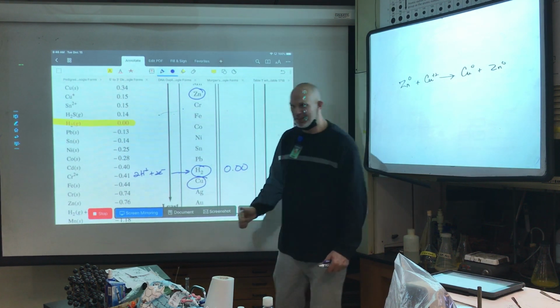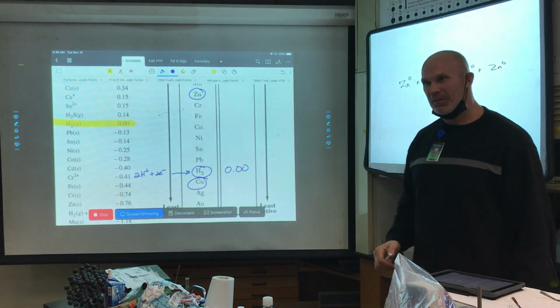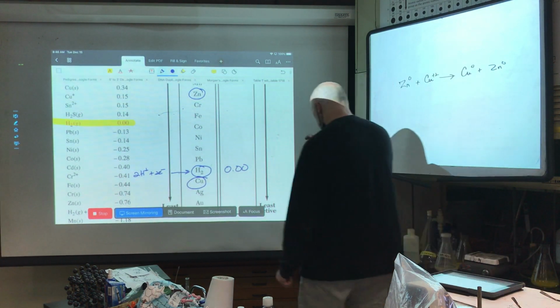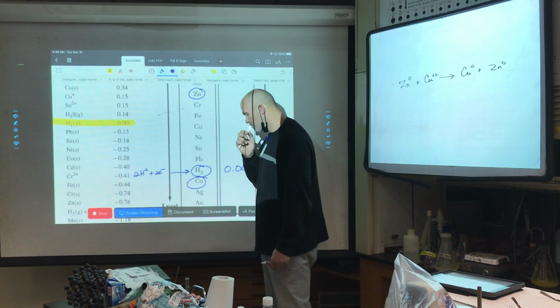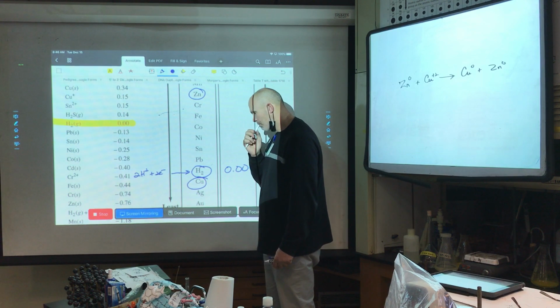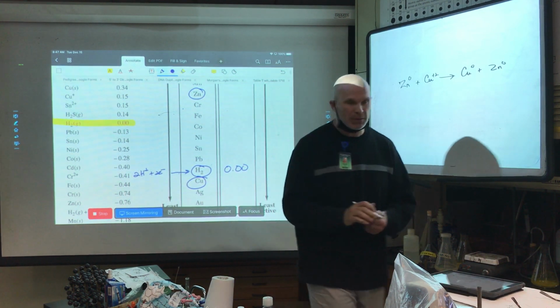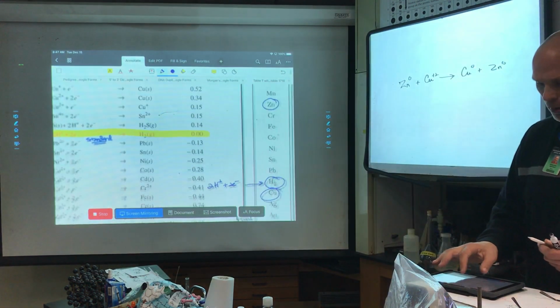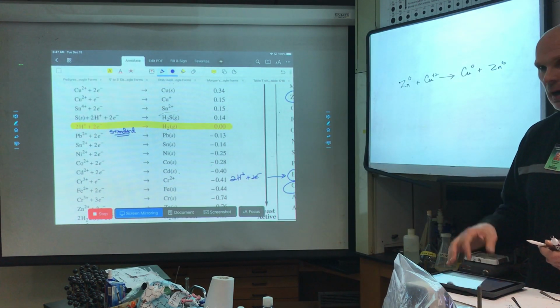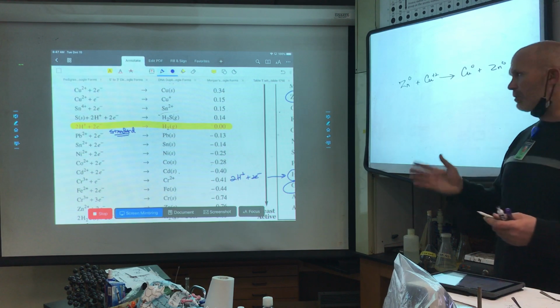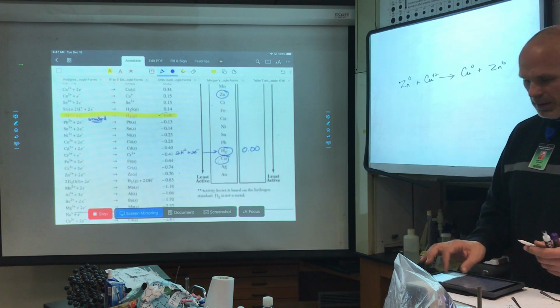Wait, so if you go to copper, how come copper plus 2 electrons gives you 0.34, but if you go copper plus 2 plus an electron gives you 0.15, then plus another electron gives you 0.5? Because there are different stability states, and we're going to learn that in a different part of the course. So there are different abilities to lose an electron. We'll get there, but I'm just keeping it simple right now.